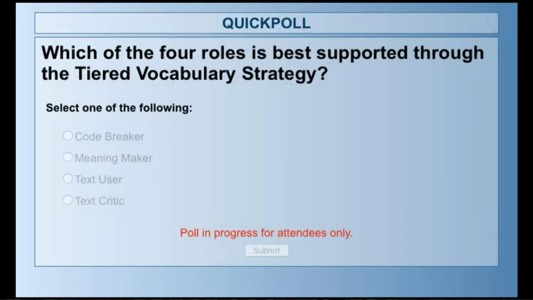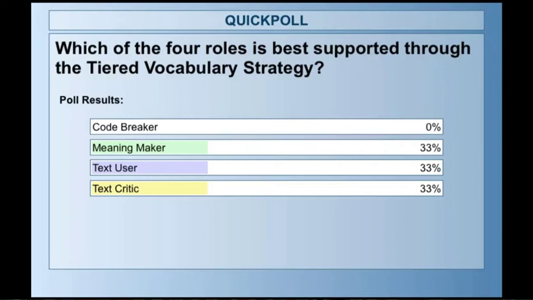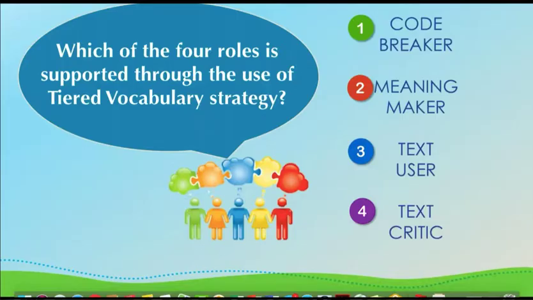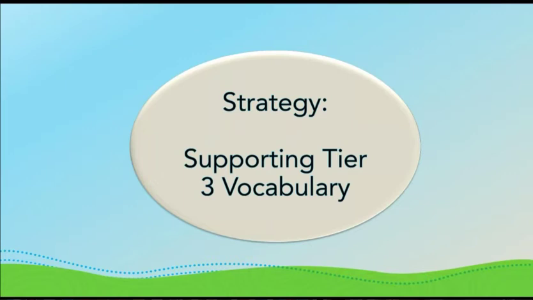All right, we'll go ahead and close it, and here's the results real quick. That's great. Meaning makers, text users, and text critics. Yes, all of those roles are being built through the use of tiered vocabulary strategies. As are code breakers, because they're learning the definitions of the word. Thanks so much, Amy. So although we want to focus the majority of our time on tier 2 vocabulary, we don't want to forget about that tier 3 vocabulary. We also do need strategies to support student acquisition of the tier 3 vocabulary.